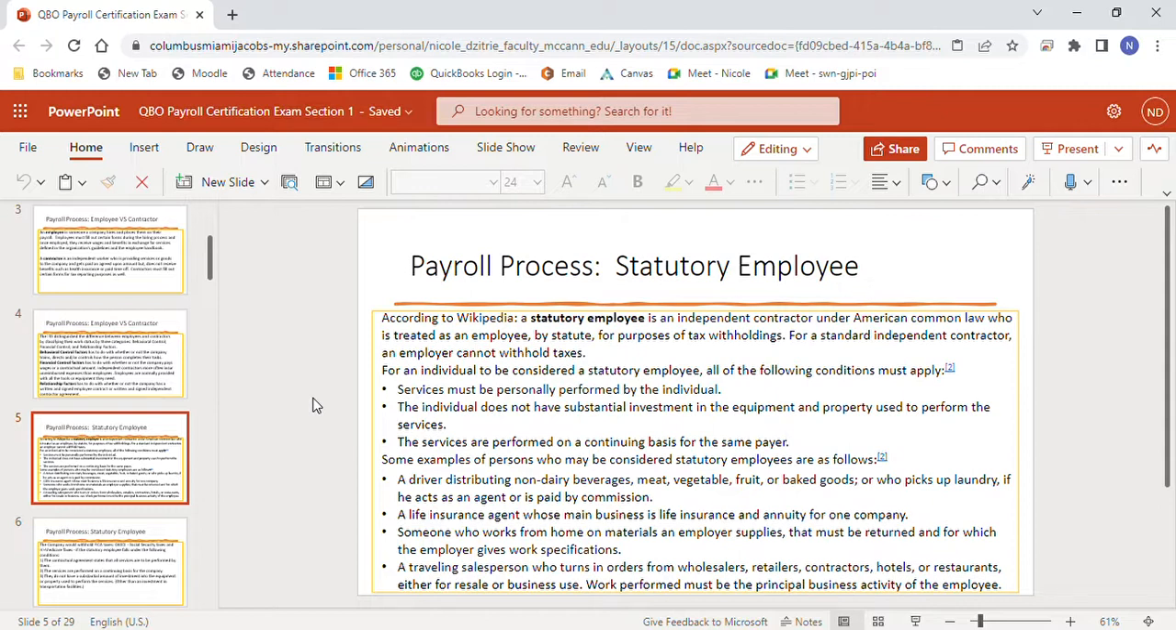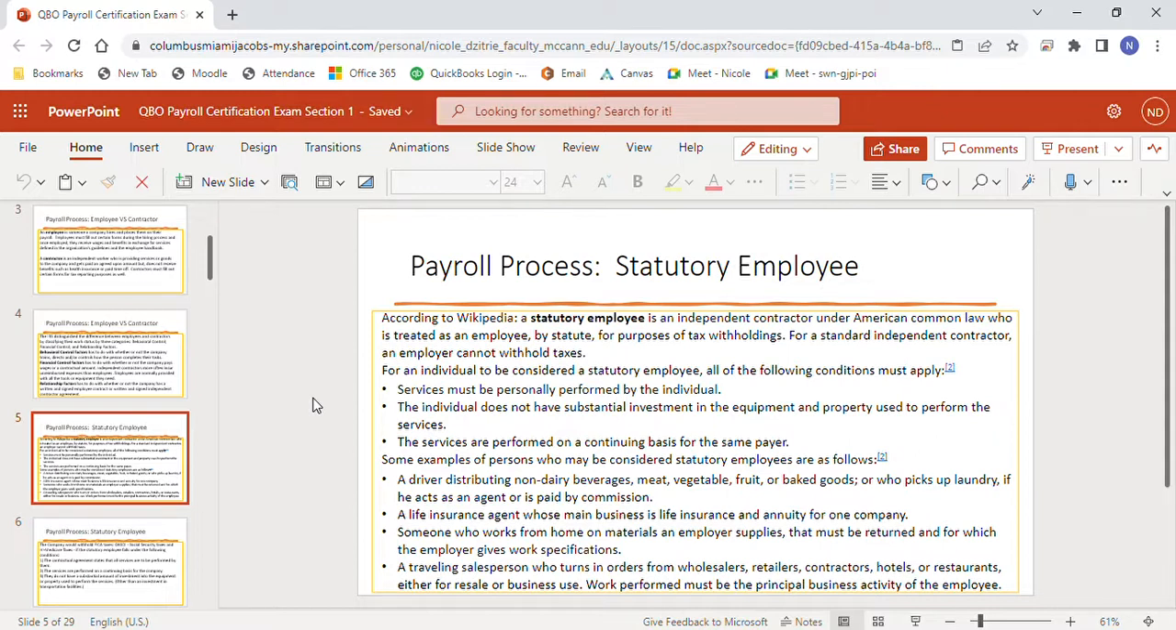So a statutory employee is an independent contractor, I got this from Wikipedia, under American common law who is treated as an employee by statute for purposes of tax withholding. For a standard independent contractor, an employer cannot withhold taxes. So for me, as an independent contractor, I get a 1099. They do not withhold taxes from me. But there are certain exceptions where you have somebody that still acts as an independent contractor, but can get taxes withheld because they're providing a certain service. And we'll look at those examples.